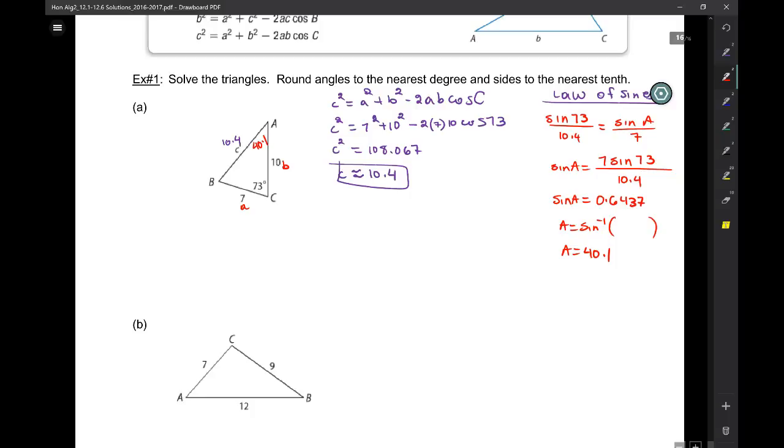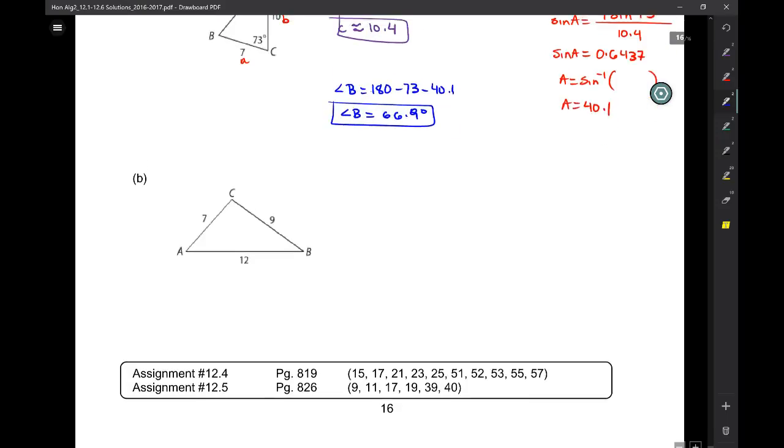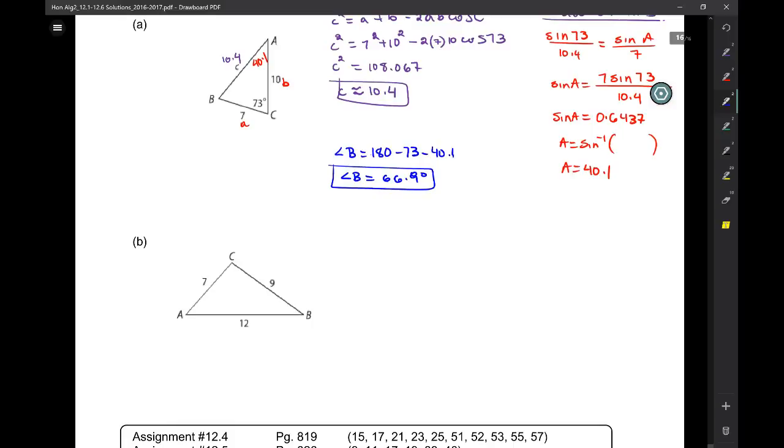Okay, what else do I need to find? Angle B, which is just 180 minus 73 minus 40.1, right? And that will be how much? 66.9. Okay, let's do this last one.